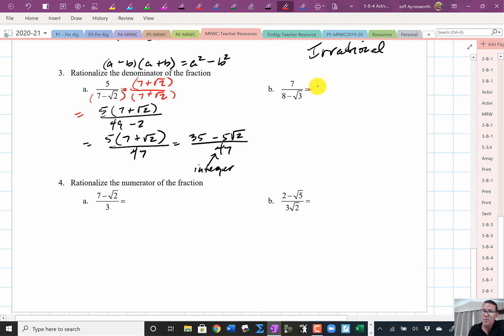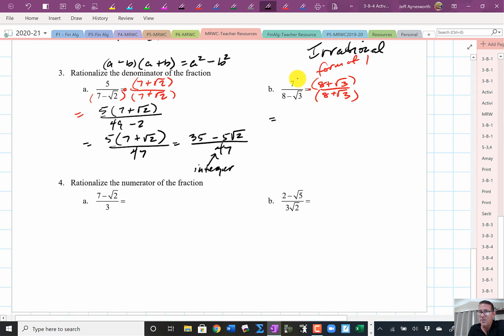So let's try it on this one. Let's multiply it by 8 plus root 3 divided by 8 plus root 3. We call this a form of 1. It's called a form of 1. Why? Because anything divided by itself is 1. And then you go for it.